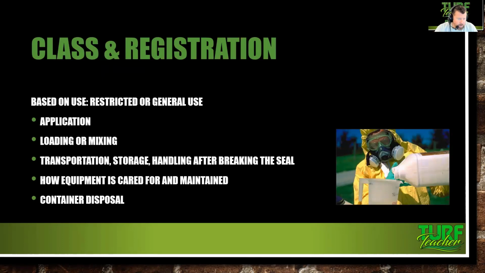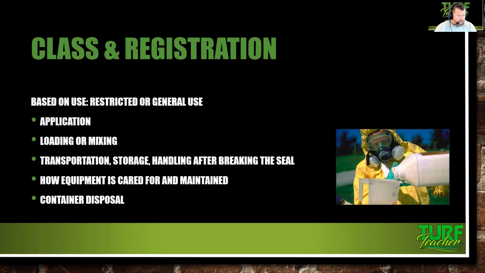With your class and registration, it is based on restricted use or general use. Basically, the way I like describing this, restricted use means you're going to have a pesticide license to purchase it and to apply the pesticide. Homeowners cannot go and buy restricted use pesticides, even to put it on their own yards. They have to be licensed. General use pesticides, these are pesticides that you can pick up at the big box store. Anybody can put them out. Most of the time, it's going to be applicators like ourselves, but homeowners could actually go and put it out.